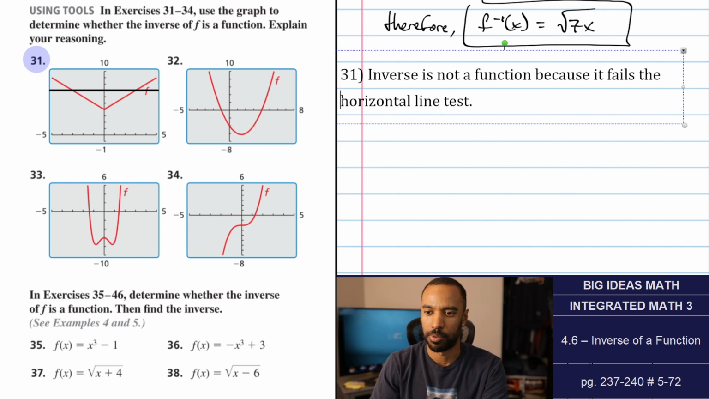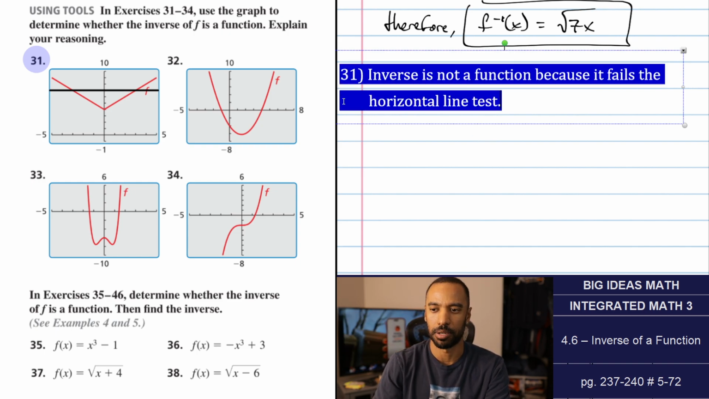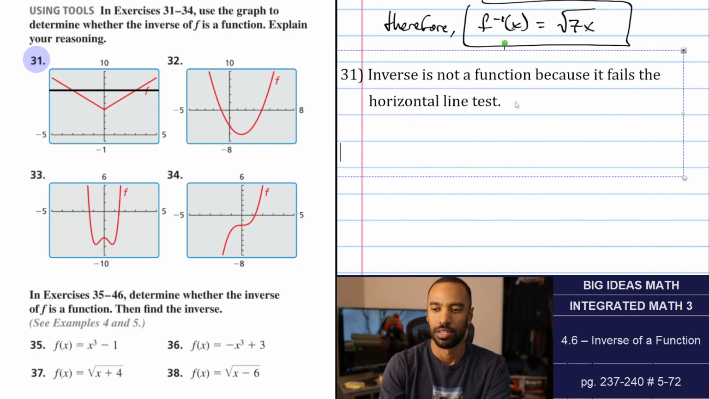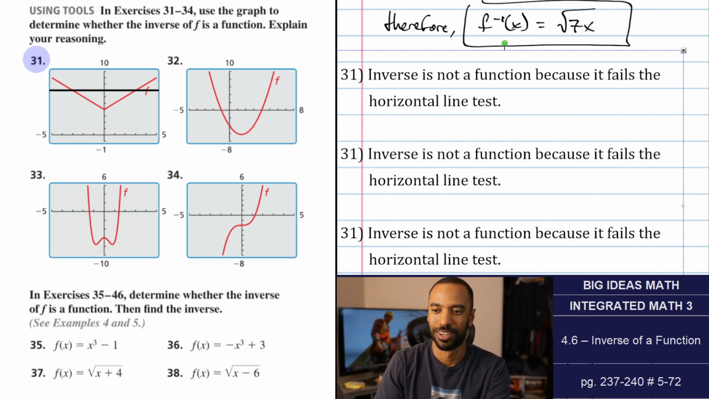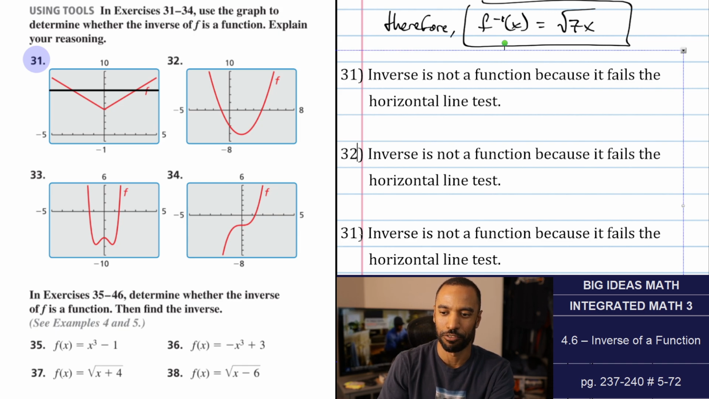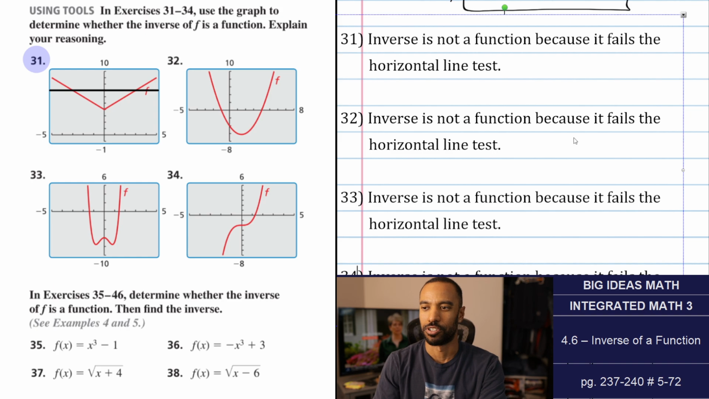So that's kind of all I'm going to be doing on these things here. I'm going to get ready to copy and paste that as needed. I'm going to call it 32, 33, and 34, and I'm going to say if it's good because it passes versus it fails.